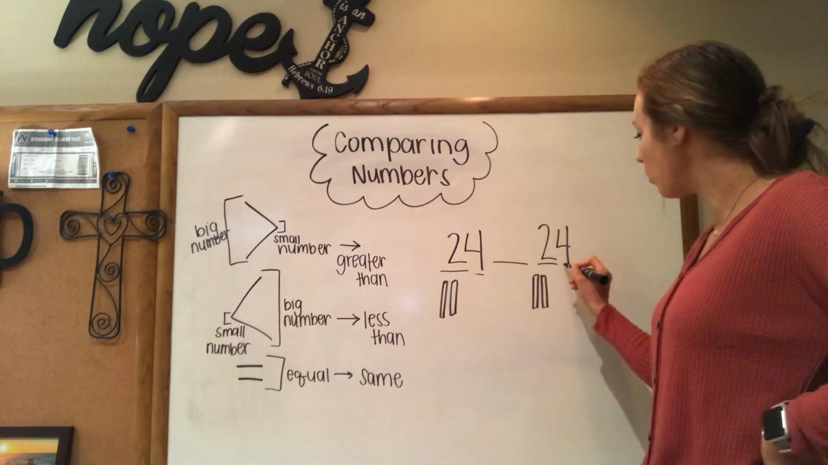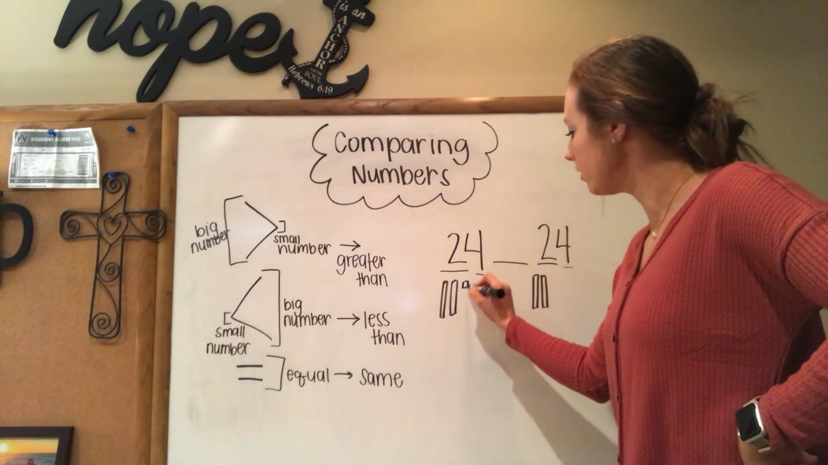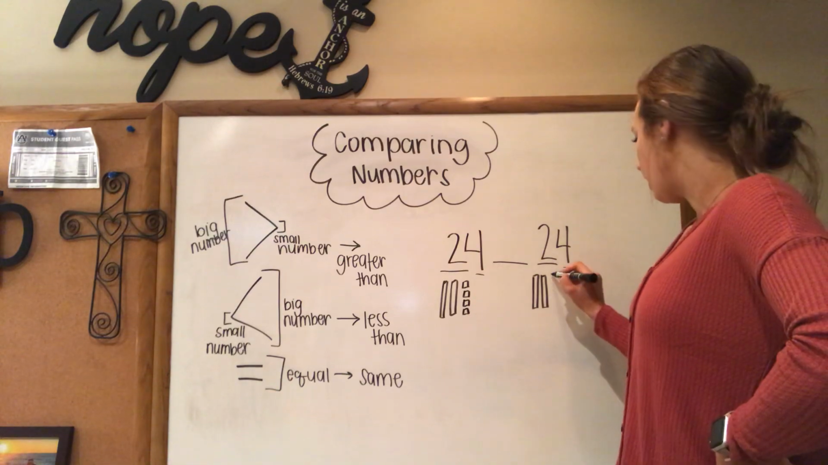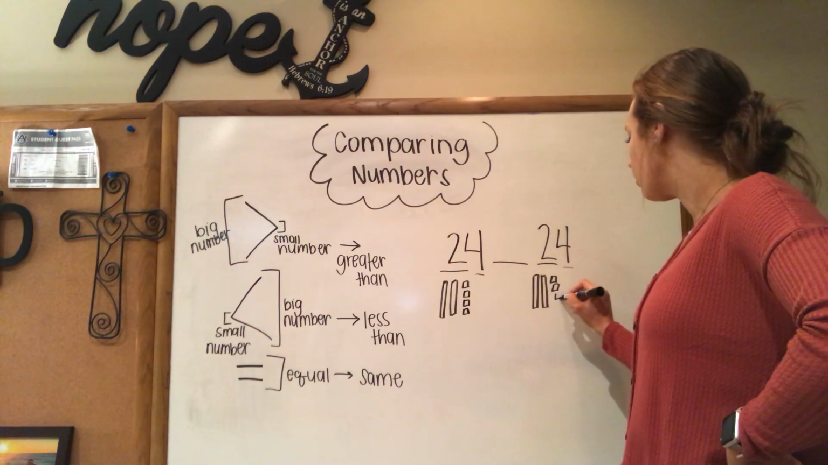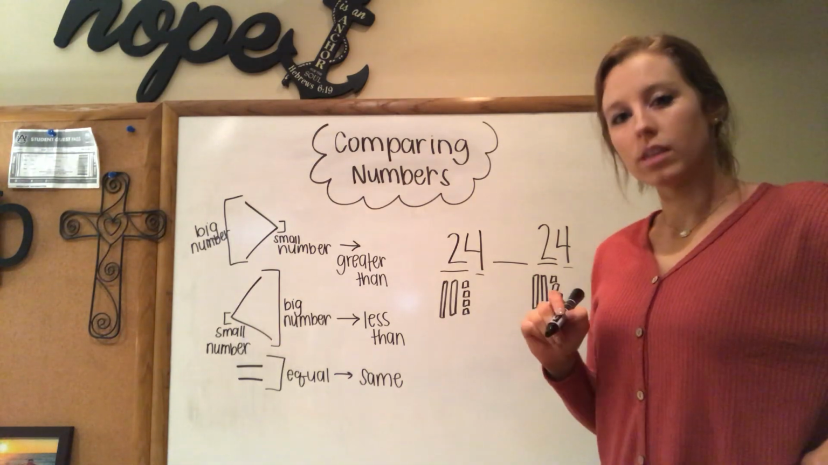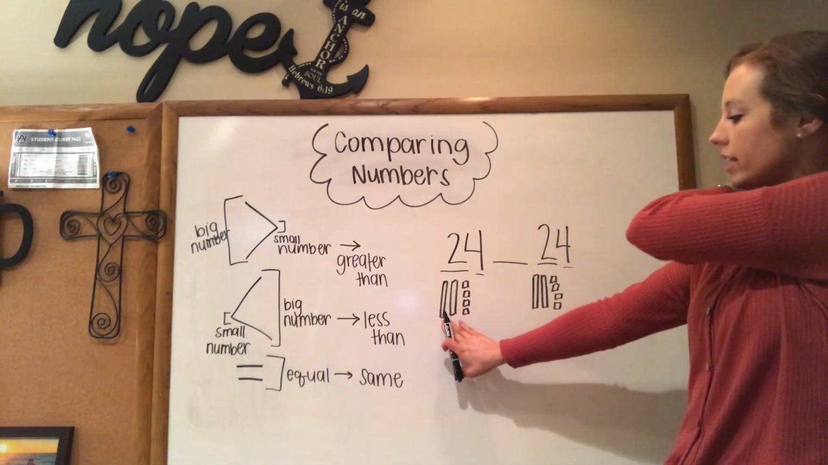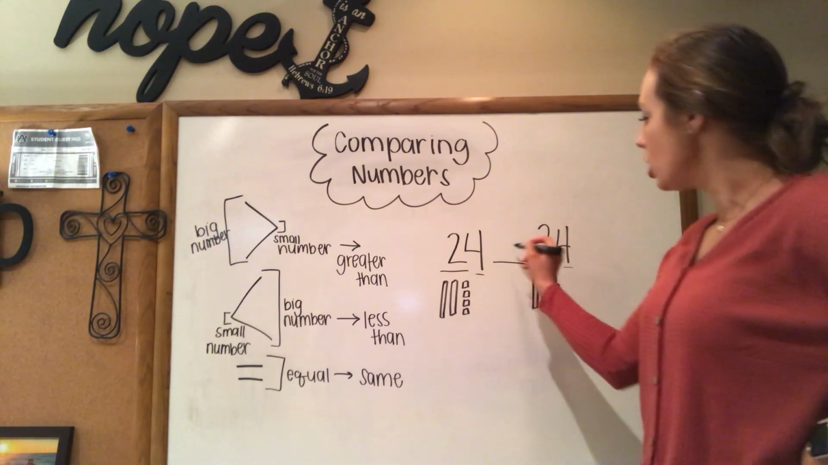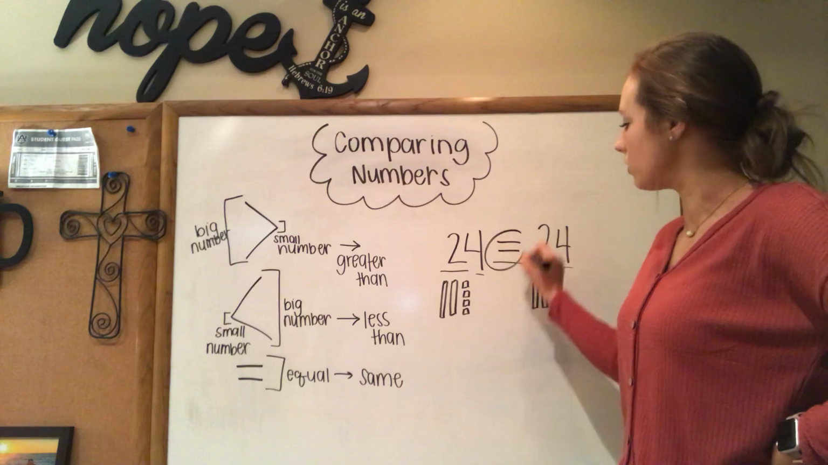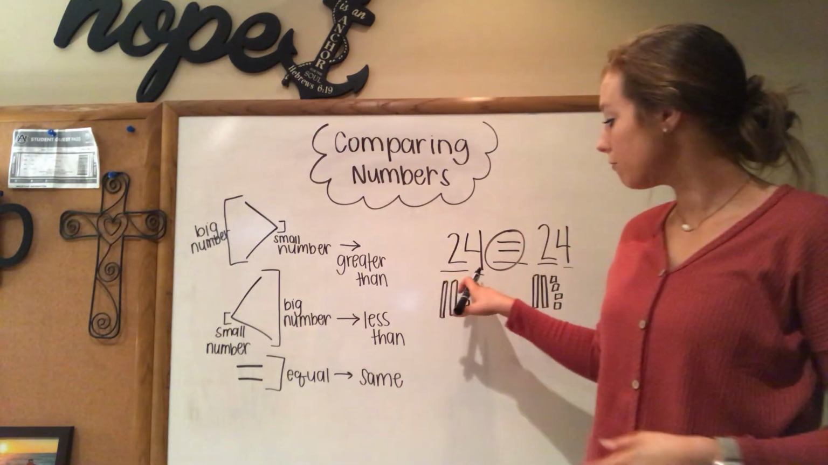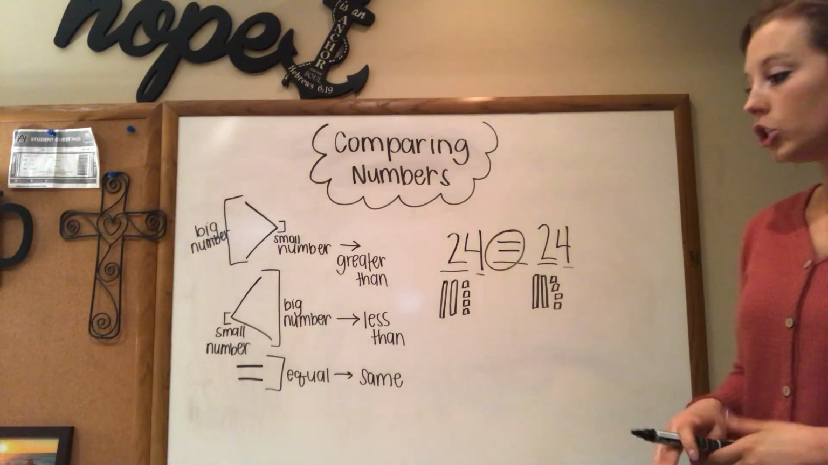Now we see we have 4 on each side. So 1, 2, 3, 4. Okay, 1, 2, 3, 4. I think 24 is equal to 24 because I see 2 tens and 4 ones on this side, and I see 2 tens and 4 ones on this side. So I'm going to put a big fat equal sign right there because equal means the same as. So 24 is the same as 24.